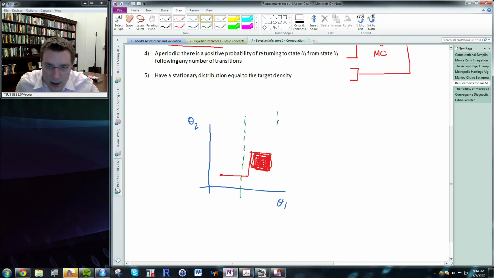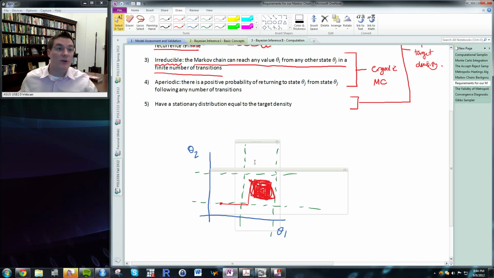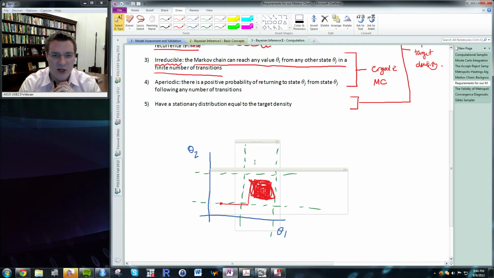There we go. We find ourselves in a situation where, for example, the algorithm, once it falls into a certain part of the space, can't get out of that space. It just can't get out of this box. Then we've got a reducible... sorry, I used the wrong word. A reducible Markov chain. We don't want this to happen.